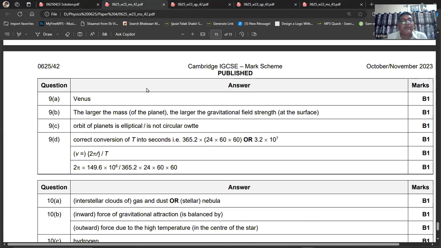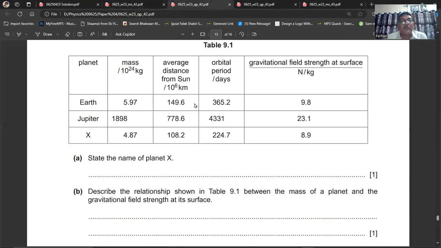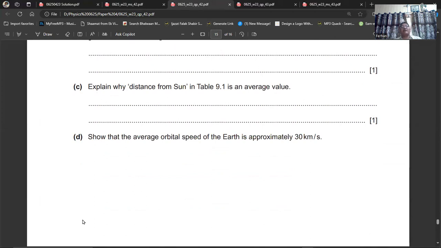This is the marking scheme for the B part, and here we go. Question number 9 and its C part. He says, explain why distance from sun in the table 9.1 is an average value. Remember that the radius of the orbit or the distance from the sun of a planet is always an estimate, because the orbits of the planets are elliptical and they are not circular. So in the elliptical orbit, the distance from the sun will not always be the same. So it's always an estimate.